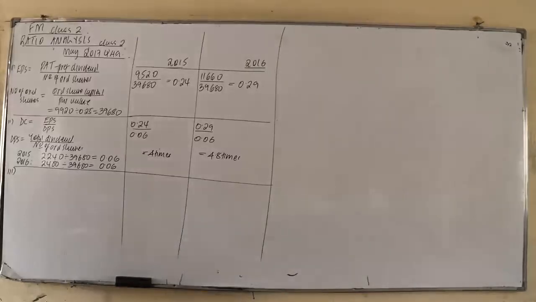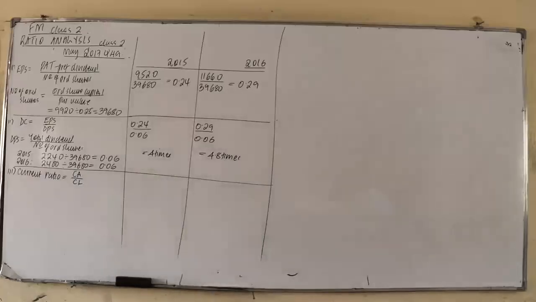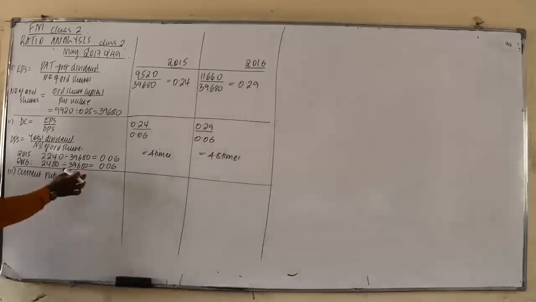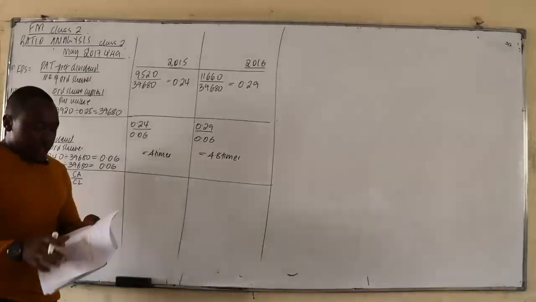Now, current ratio is under the liquidity ratios. So how do we get the current ratio? Current ratio is one of the simplest formulas. It is current assets divided by current liabilities. You see that the recommended ratio is 2:1 or 2 times. That means the current assets should be at least twice the current liabilities. So we take the current assets. What do we have for the current assets?